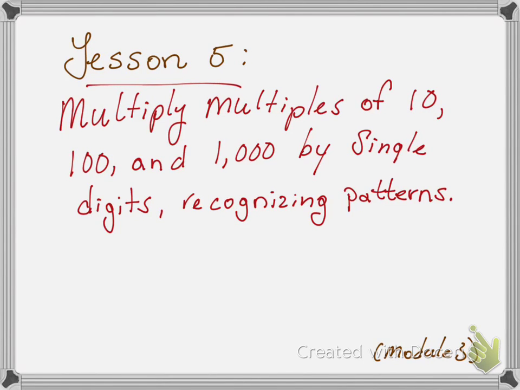Good evening. Tonight we're going to start with Module 3, Lesson 5: multiply multiples of 10, 100, and 1,000 by single digits, recognizing patterns. So let's get started.